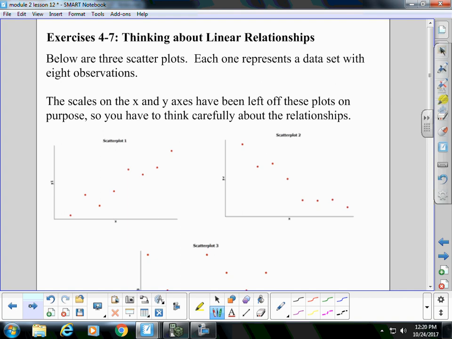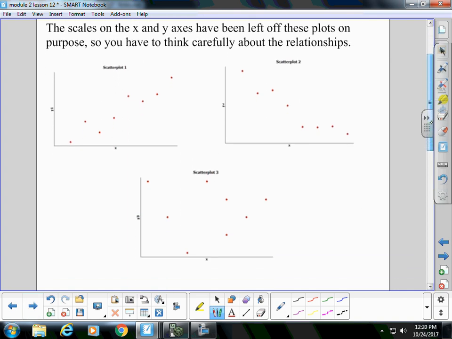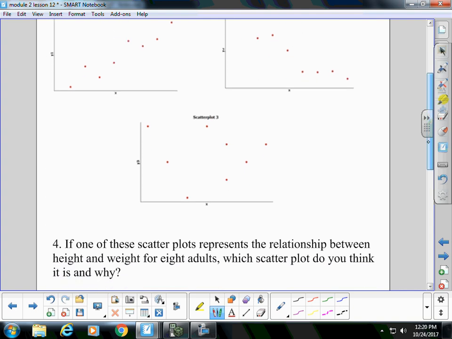The scale on the x and the y axes have been left off these plots on purpose. So what they mean is they didn't put any numbers on the x and the y axis. They left them off on purpose. So you have to think carefully about the relationships. So they didn't want us to be led to believe anything specific.